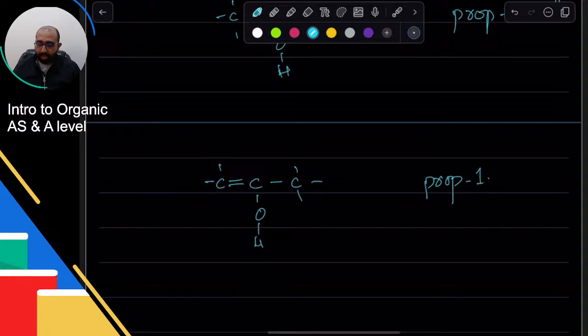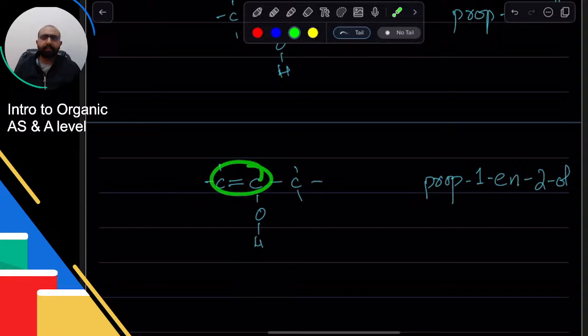So 1-en, usually we don't write the 1 in prop, but just for the sake of simplicity I'm doing it. 2-ol. So notice that we have 2 functional groups. We have the double bond here, although technically it's not considered a functional group, but still. And then OH is on this. So how did I write them? Prop-1-en-2-ol. And that is fine.